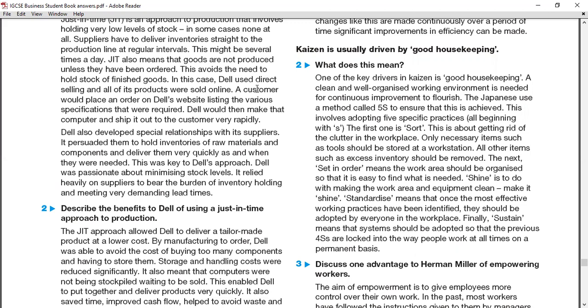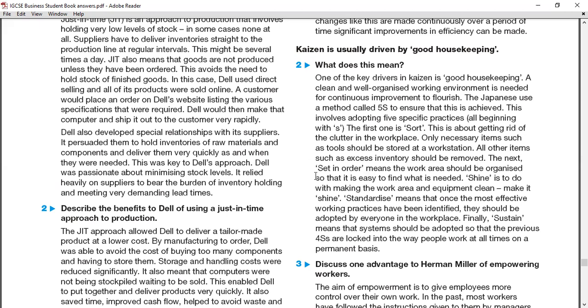So one of the key drivers in Kaizen is good housekeeping. A clean and well-organized working environment is needed for continuous improvement to flourish. The Japanese use a method called 5S to ensure this is achieved. This involves adopting 5 specific practices, all beginning with S. That's why we call it 5S, right? First one is sort, Seiri. This is about getting rid of the clutter in the workplace and only necessary items such as tools are stored at the workstation. All other items such as excess inventory should be removed as a result of that.